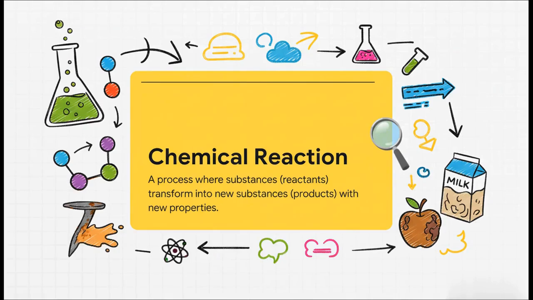So, what is a chemical reaction really? At its heart, it's just a process of transformation. It's kind of like a recipe. You take your starting ingredients, we call those reactants, and they rearrange themselves to become something totally new, the products. And these products have completely different properties. A shiny metal becomes a white powder. That's a chemical reaction in action.